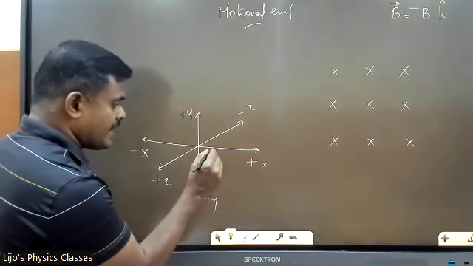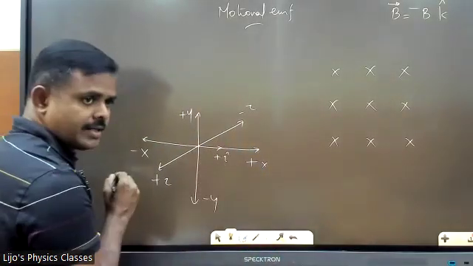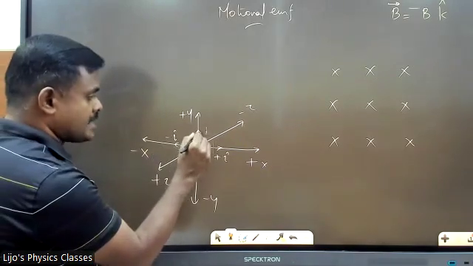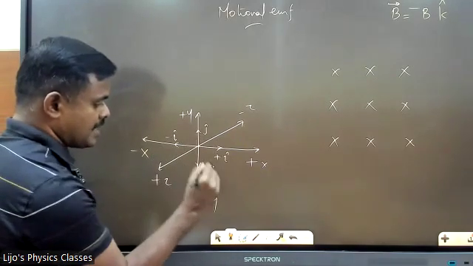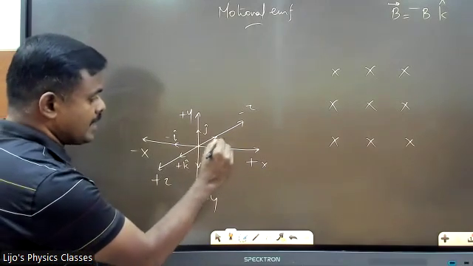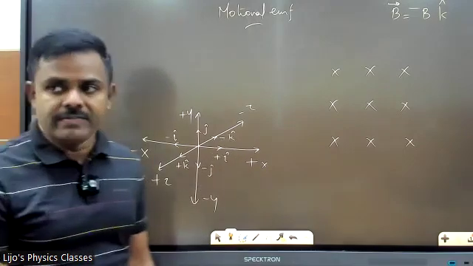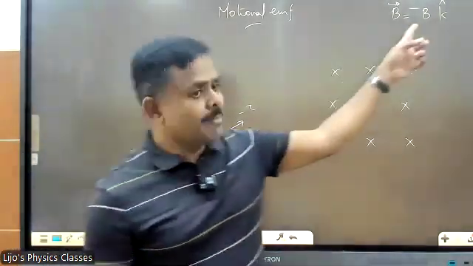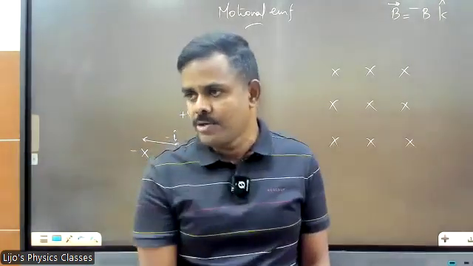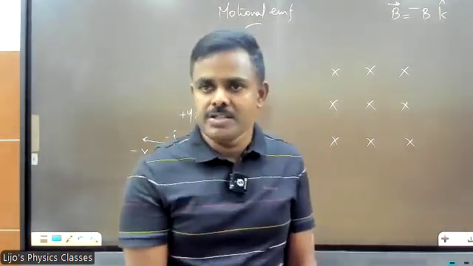Okay, positive i cap means rightward. Negative i cap means leftward. And plus j is upward, minus j is downward. Plus k is outward, and minus k is inward. Okay, inward. That is why I wrote magnetic field as minus B k cap, because it is into the board, right? Okay, magnetic field is into the board.